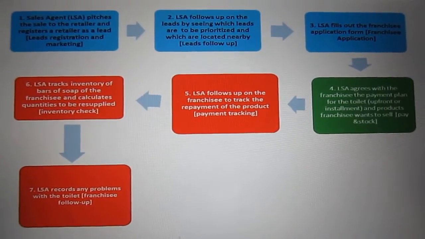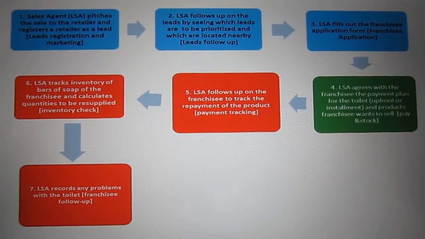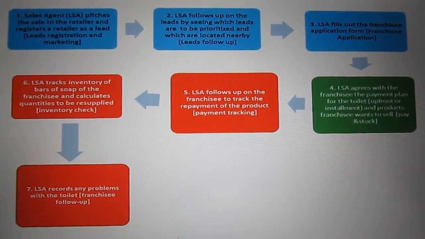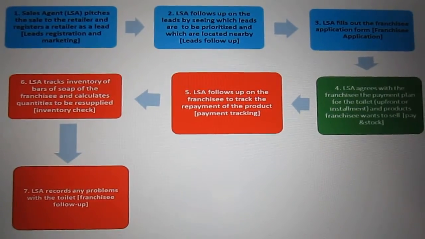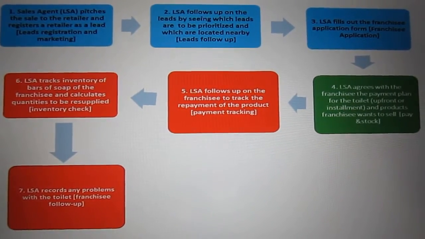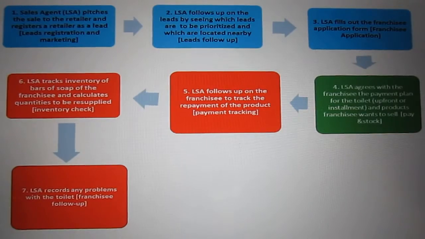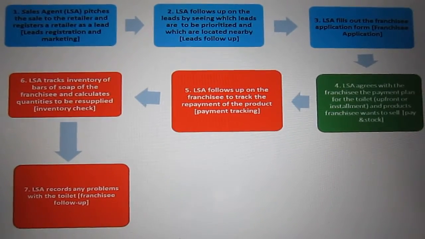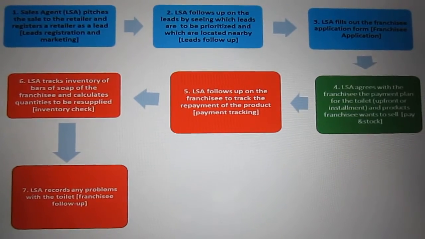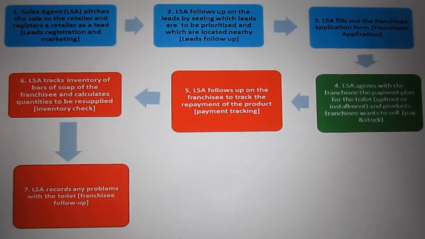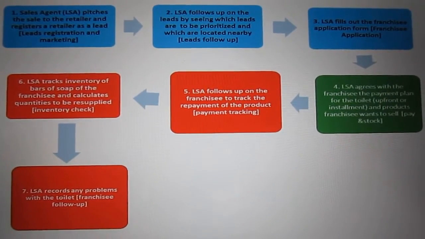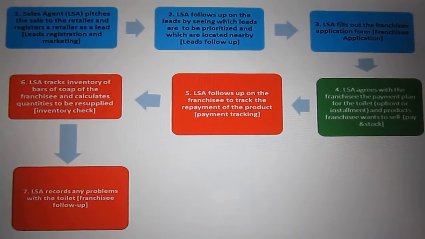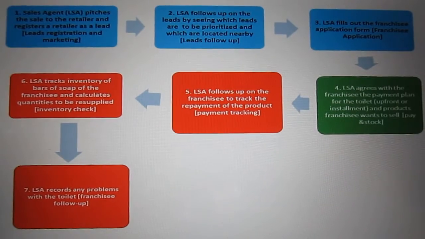This slide shows the workflow of the CommSell B2B application. In the first step, the sales agent, the LSA, pitches the sale to the retailer and registers the retailer as a lead. In the second step, the LSA follows up on the leads by saying which leads are to be prioritized and which are located nearby. In the third step, the LSA fills out the franchisee application form. When this form is completed, the retailer becomes a franchisee.